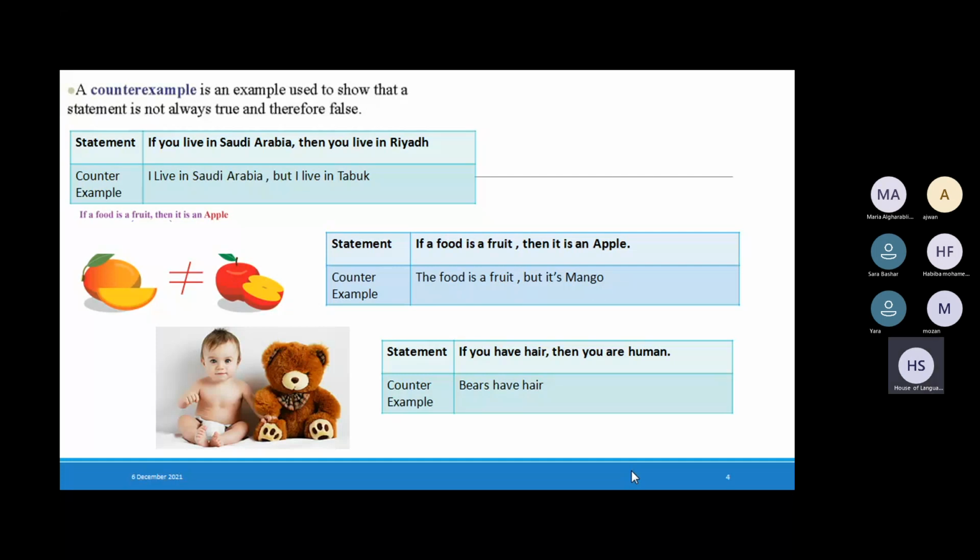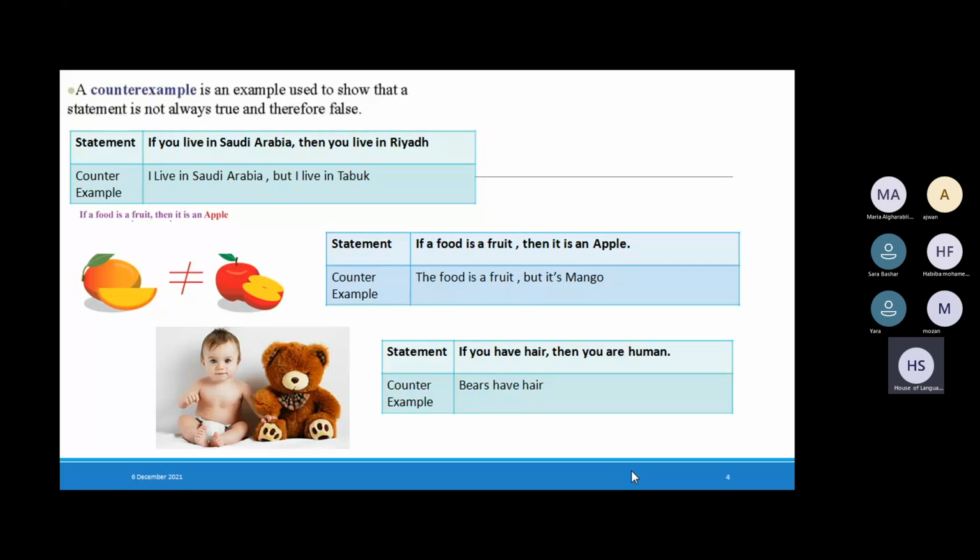Counter example, it's not a statement. It's "give me an example." Tell me, teacher, no, your statement is not working. No, it's an example. Counter example. Okay? This is an example. Tell me, teacher, your statement is not correct. So the example says that no, your statement is not correct.